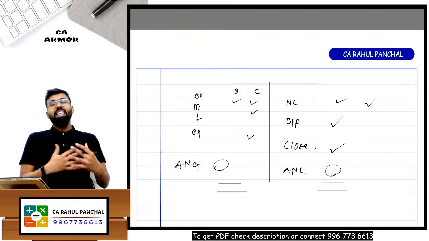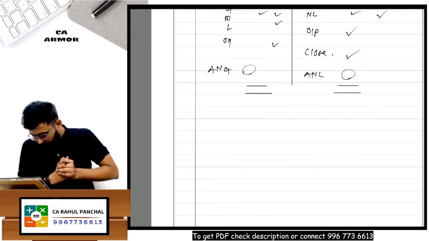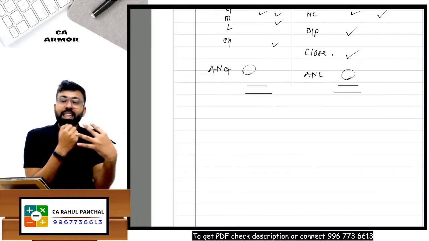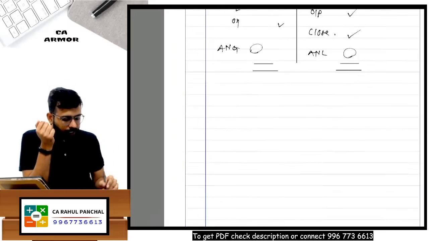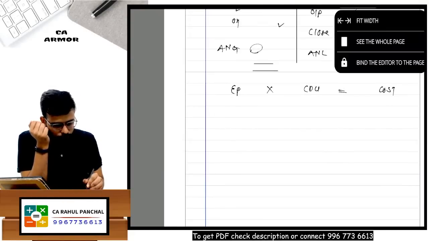Now you're going to make 3 statements. Which statements will you make? A statement showing equivalent production, a statement showing CPU, and a statement showing cost. It is after multiplying these 2 things that you get this.